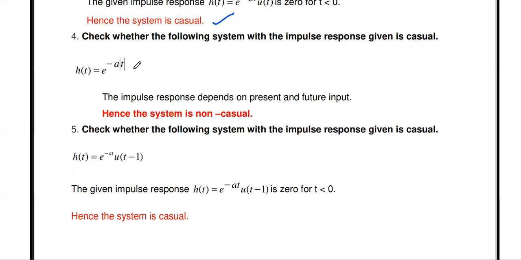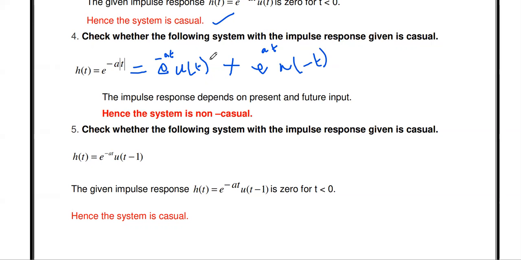So how can you expand this e power minus a modulus t? First consider t is positive. So we can write it as e power minus a t, this is for positive time. In order to indicate the positive time, we multiply that with u of t. Similarly, plus we can assume t as negative, minus t. So e power minus a minus t can be written as e power a t, an exponentially rising signal. This e power minus a modulus t behaves as an exponentially rising signal for the negative time. In order to indicate the negative time, we multiply by u of minus t. So this is the expanded version of this h of t.